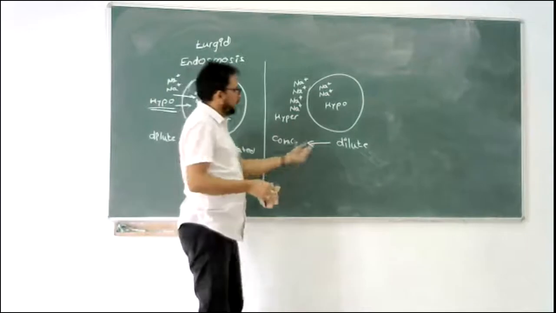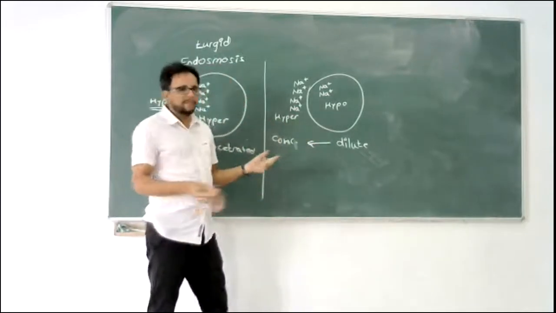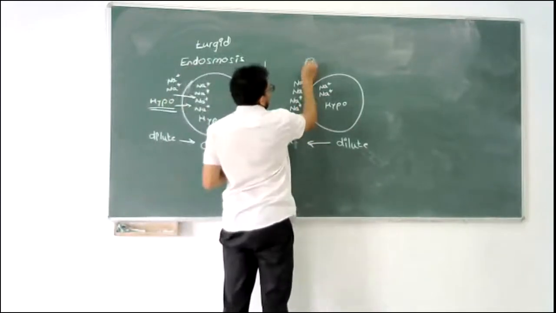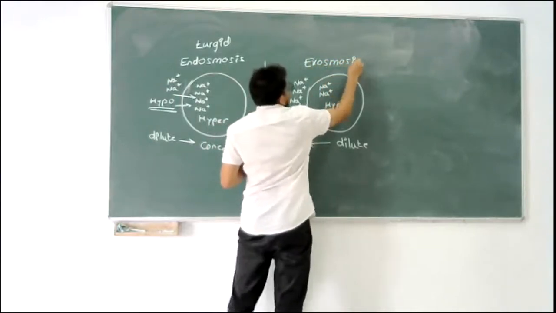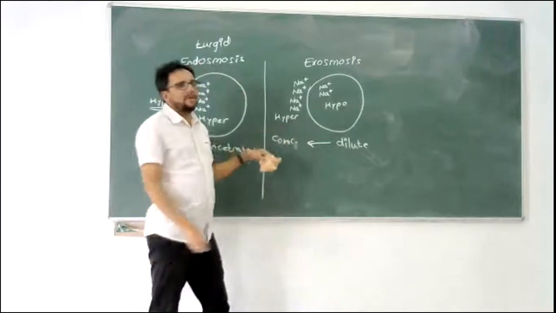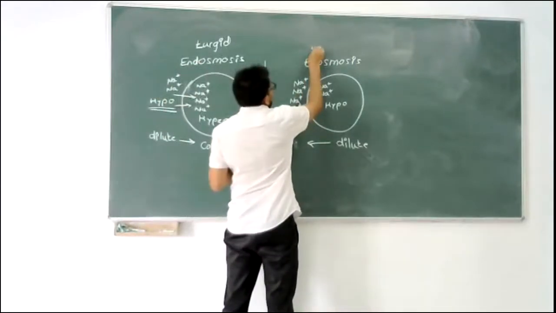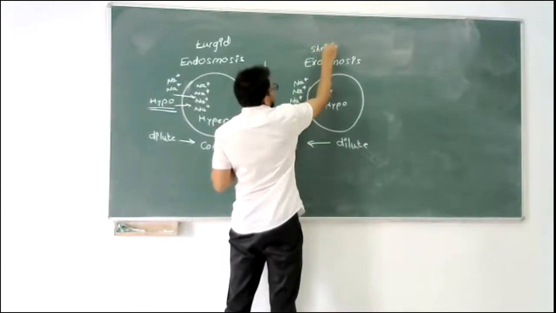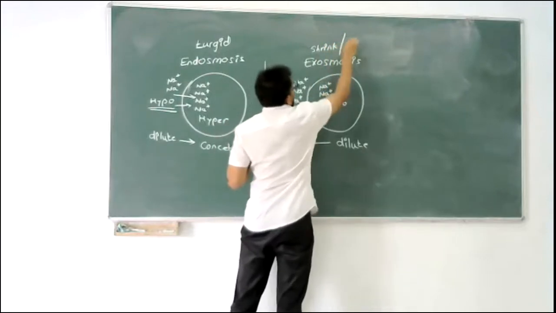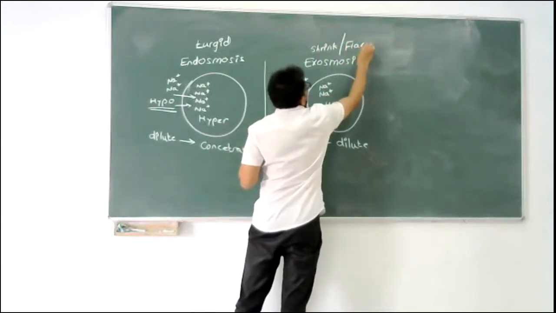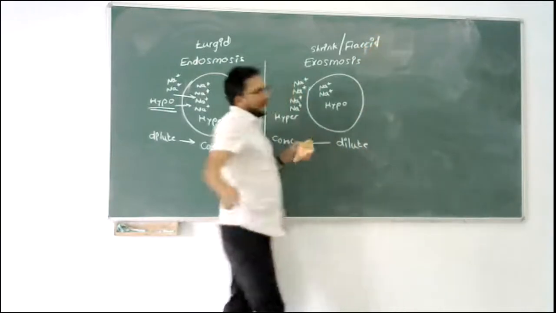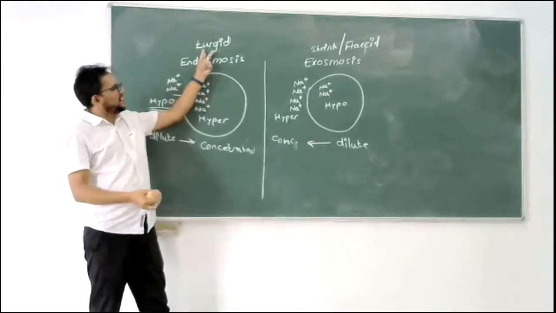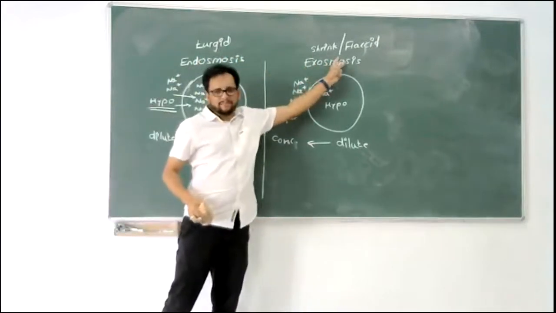In this case, water is moving out of the cell, right? So that is exoosmosis. Exosmosis, right? And because the water is moving outside, the cell will kind of shrink. Or it is also called flaccid, right? So the two states are turgidity and flaccidity, right?